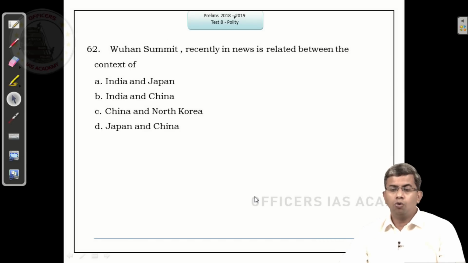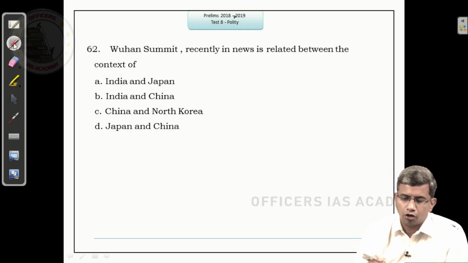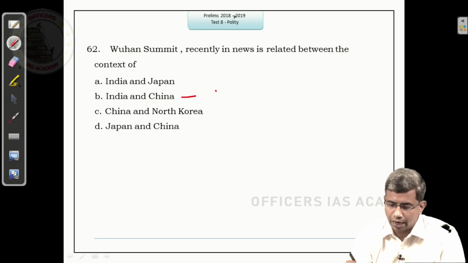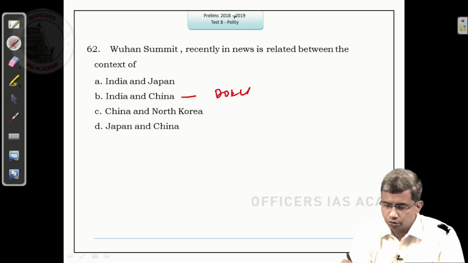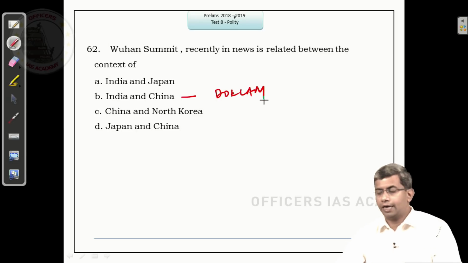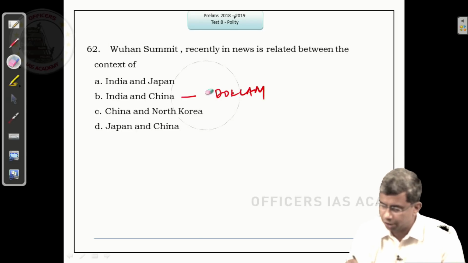Moving on, Wuhan summit recently in news is in the context of India and Japan, India and China, China and North Korea, Japan and China. The correct answer is India and China. This was the informal talks which happened after the Doklam issue. So the correct answer for this is India and China, 62B.